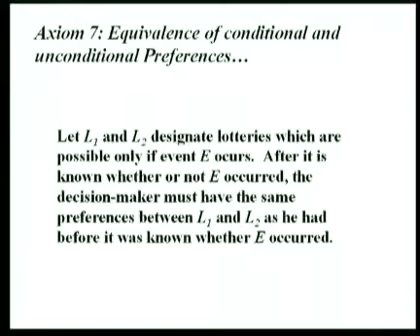Let's let L1 and L2 designate lotteries which are possible only if event E occurs. After it is known whether or not E occurred, the decision maker must have the same preference between L1 and L2 as he had before it was known whether E occurred. So it's indifferent, if you will, to whether or not that probability is conditional or unconditional.